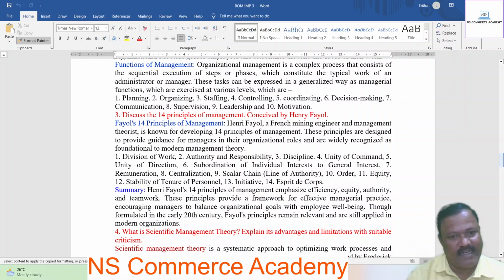Summary. Henri Fayol's 14 principles of management emphasize efficiency, equity, authority, and teamwork. These principles provide a framework for effective managerial practice, encouraging managers to balance organizational goals with employees' well-being. Though formulated in the early 20th century, Fayol's principles remain relevant and are still applied in modern organizations.